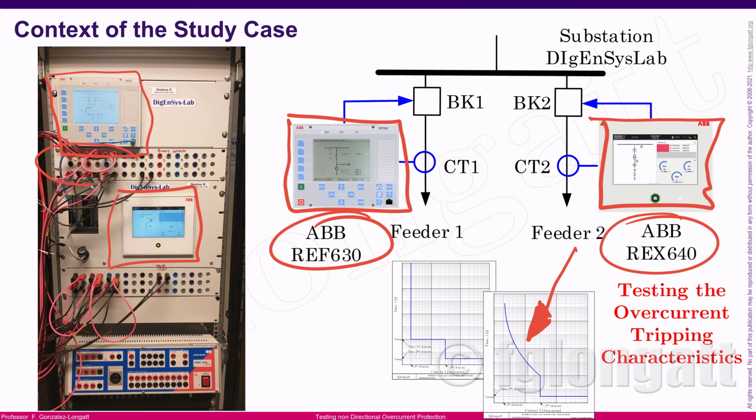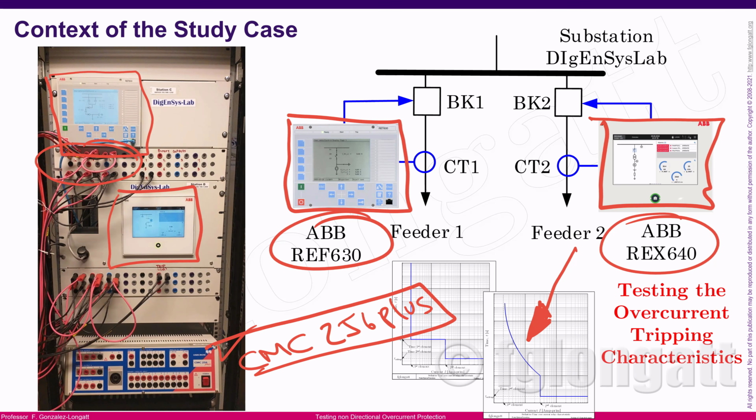And all this disaster of cables, no, it's not a disaster. It's just practical stuff. It's the connectivity of those two relays. And at the very bottom here, you can see the beautiful CMC 256 plus from Omicron, okay? This is the device that we will be using for testing the 630, the 640, and testing the IDMT characteristic, okay?